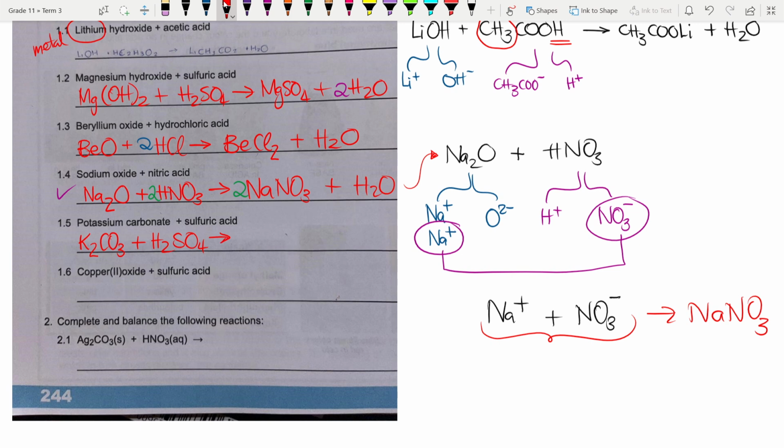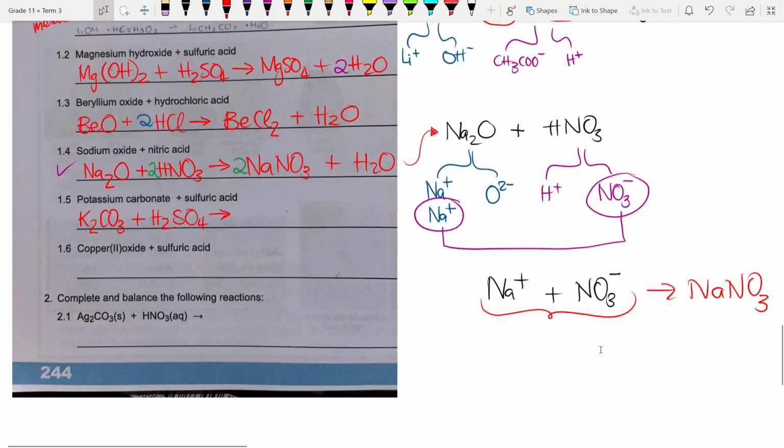Do you remember the products for metal carbonate plus acid? It's going to be salt, water, and carbon dioxide. Good. Then what kind of salt do we have? We can do a quick breakdown. Let me show it here.